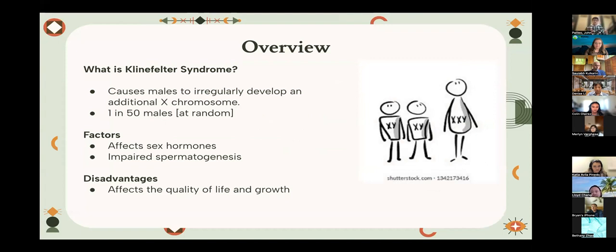Klinefelter syndrome primarily affects males, who usually develop an additional X chromosome. In this picture, you will see two individuals who do not have Klinefelter syndrome because they have an XY. Males usually have an XY chromosome, and the person who has Klinefelter syndrome has an additional X chromosome, so it's XXY. That is the visual understanding of Klinefelter syndrome.